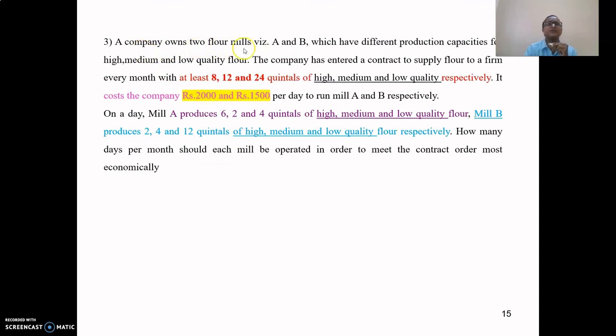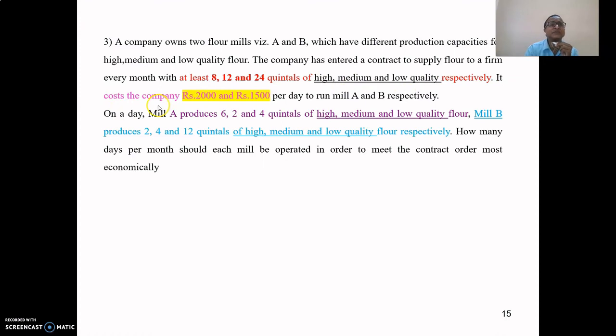A company owner has two flour mills, A and B, which have different production capacities for high, medium and low quality flour. Means here the two flour mills are there and their manufacturing production capacities in different varieties like high, medium and low quality. The company has entered a contract to supply flour to a firm every month with at least 8, 12 and 24 quintals of medium, high and low quality respectively.